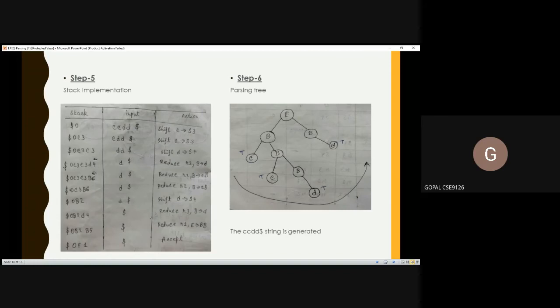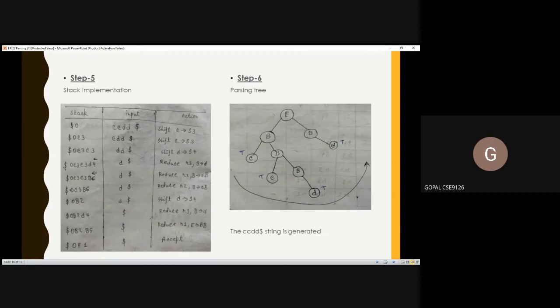After shifting C to S3, it comes to the stack as C3. Now the stack is $0C3, and the remaining input is $CDD. For this I3, C goes to S3, so we shift C to S3 again. After shifting, the stack becomes $0C3C3, and the remaining input is $DD. In the I3 position, D is S4. So we shift D to S4. After shifting, D comes to the stack, so the stack will be 0C3C3D4, and the remaining input would be D.